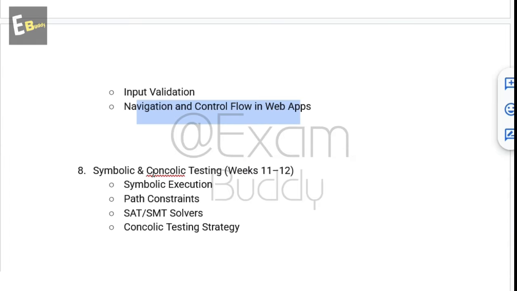And the last is symbolic and concolic testing. It is related to weeks 11th and 12th. The subtopics are symbolic execution, path constraints, SAT, SMT solvers, and concolic testing strategy. So these are the important topics and official syllabus.